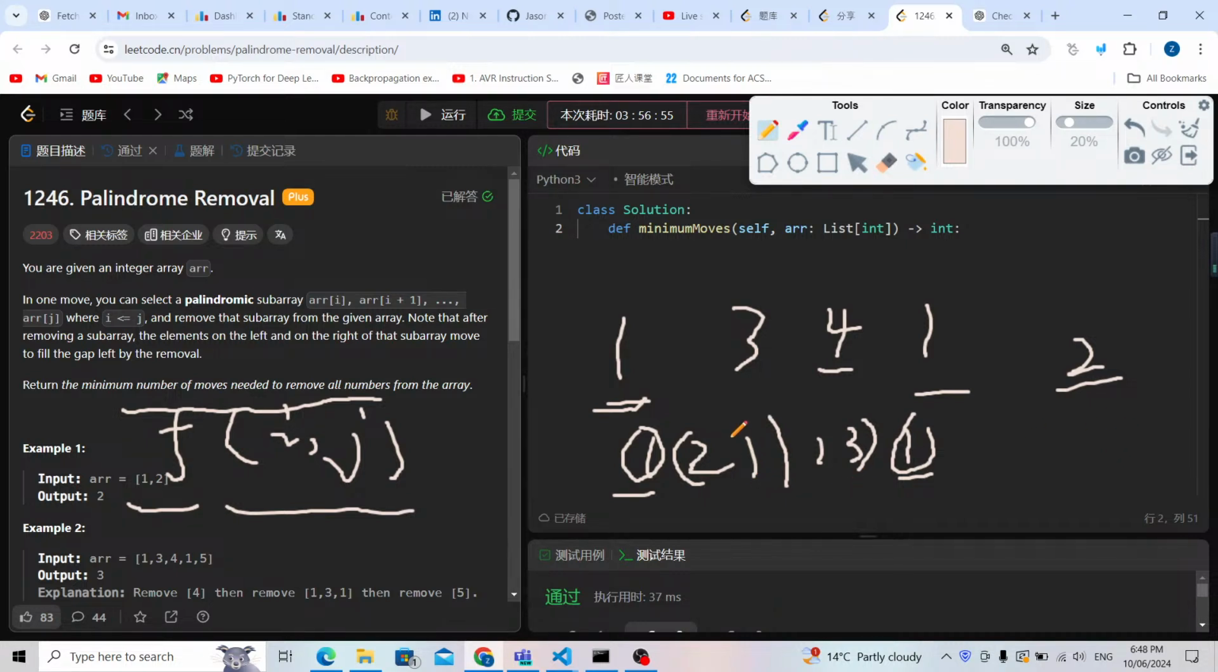Maybe we want to split it like 2 and 1, 1, 3. For 2, we need 1 removal. What about 1, 1, 3? For 1, 1, 3, we can split it as 1, 1 and 3, so it's going to be another 2 removals. So 1 plus 2 is 3. But it's not the minimum, because our minimum is going to be 2. But how can we make it 2? Can we directly use it like that?